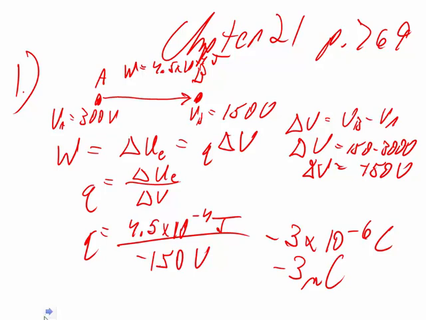Okay, let's look at number 9. It says, what potential difference is needed to accelerate a helium ion, a charge of positive e and mass of 4 atomic mass units, from rest to a speed of 1 times 10 to the 6th meters per second? So we have a helium ion that we want to accelerate.